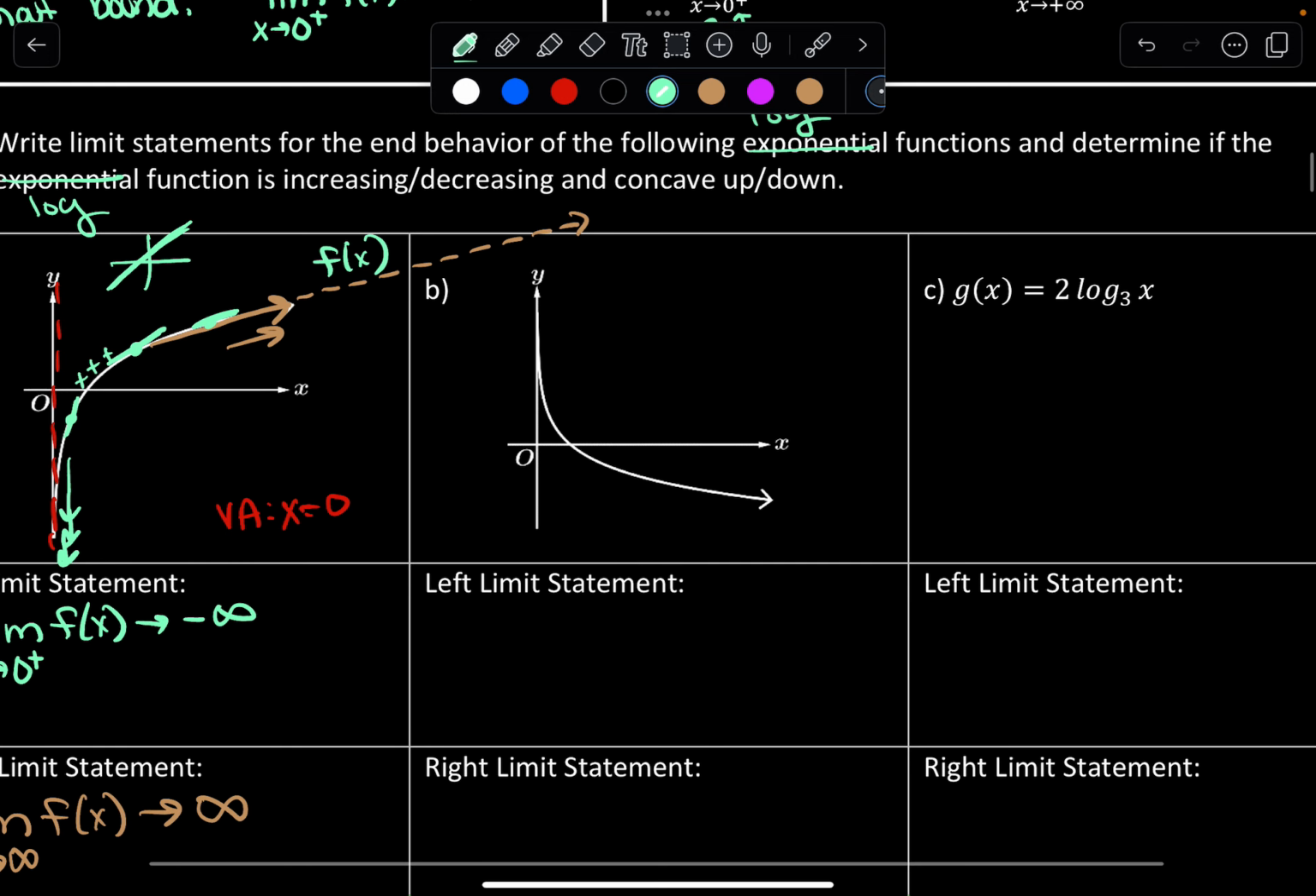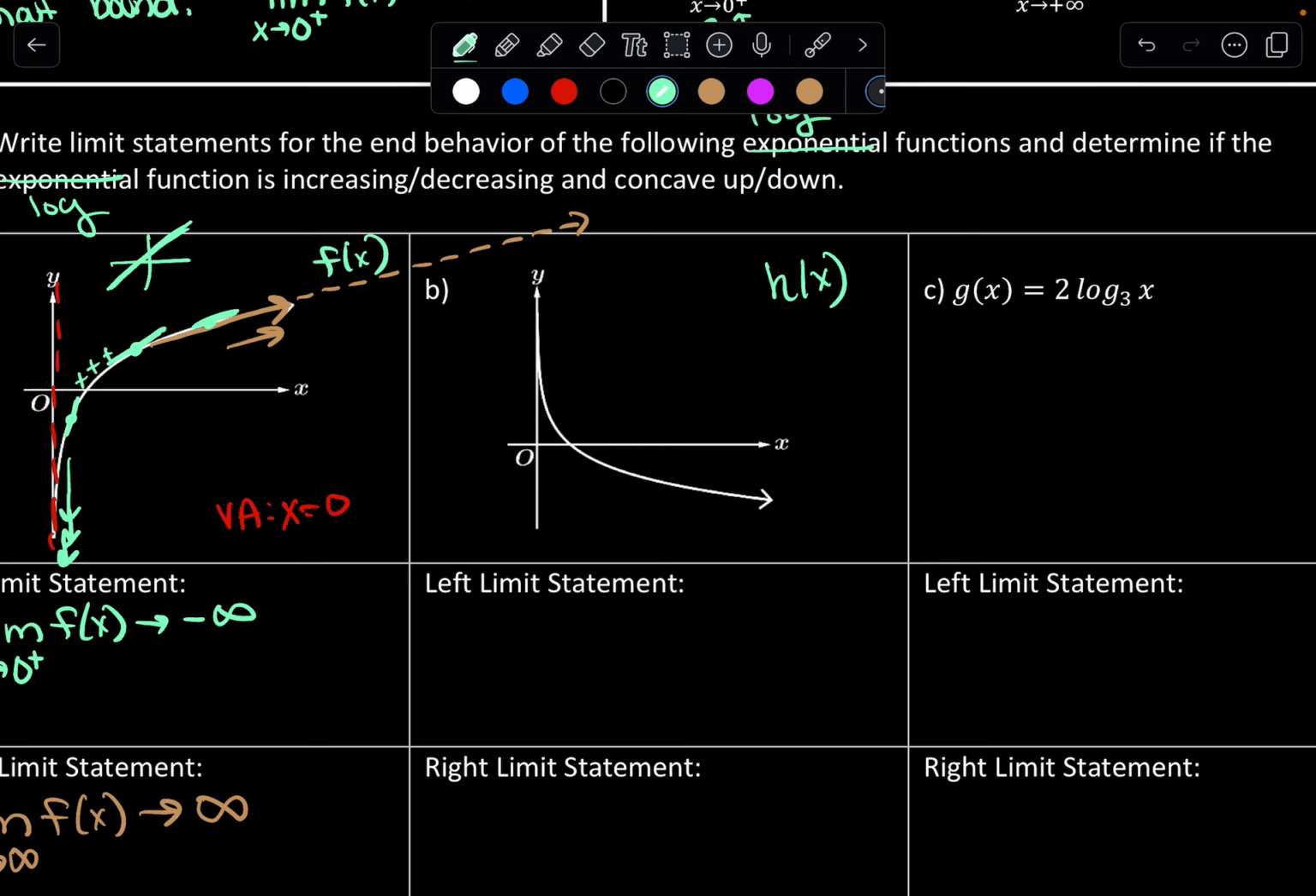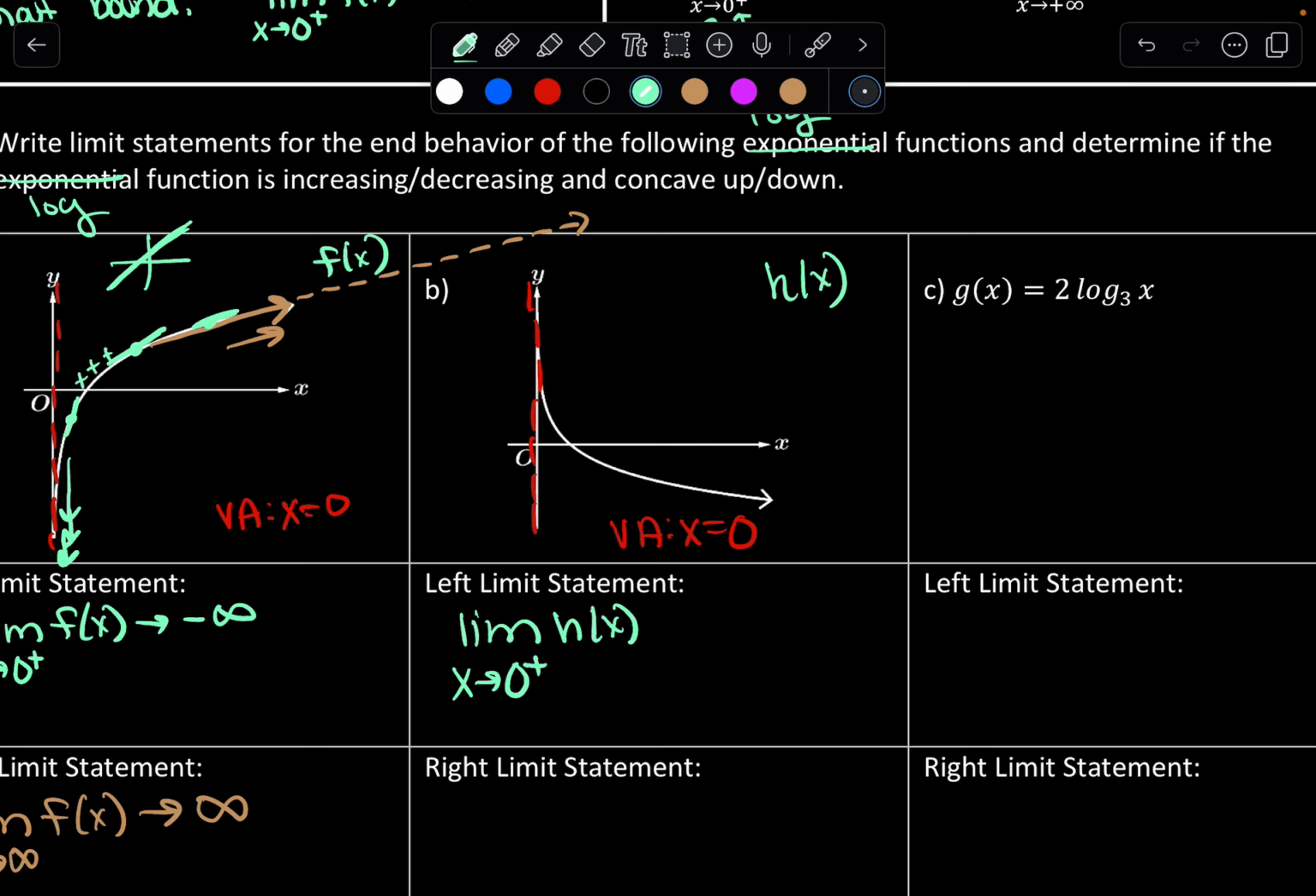All right, part B. G of x is in part C, so let's call this one h of x. So h of x, we still have that vertical asymptote at x equals 0. There we go. And I'm just going to label it just to be consistent. And the left limit statement. So the limit as x approaches, we're approaching the vertical asymptote again, still from the right side, for h of x. Now the function is increasing. It's going to be going up. We use the y values, so it's going to infinity.